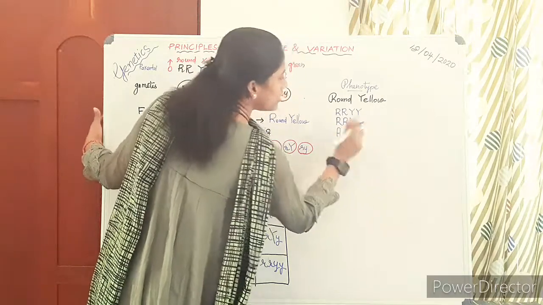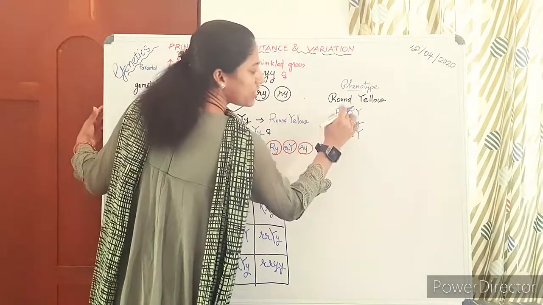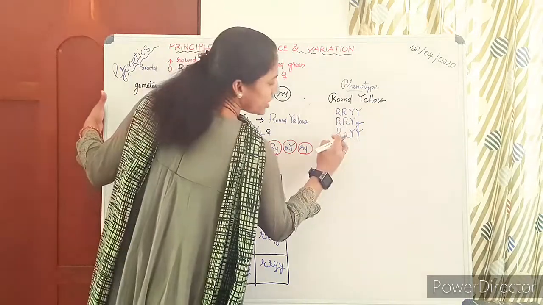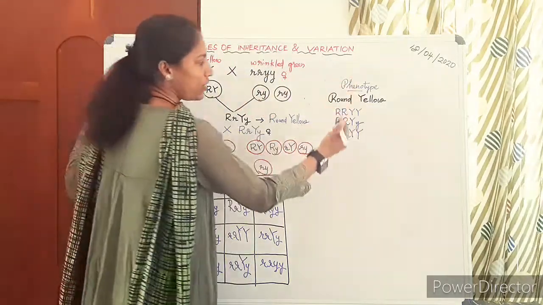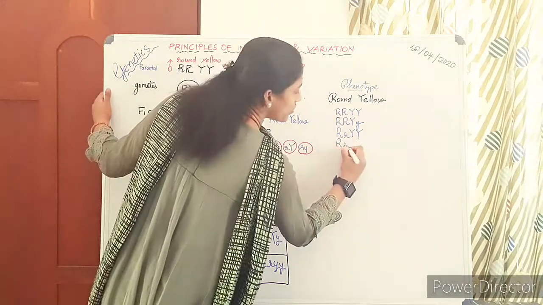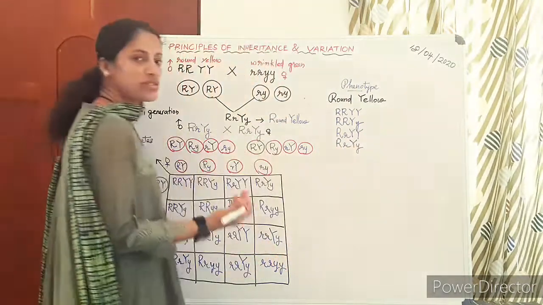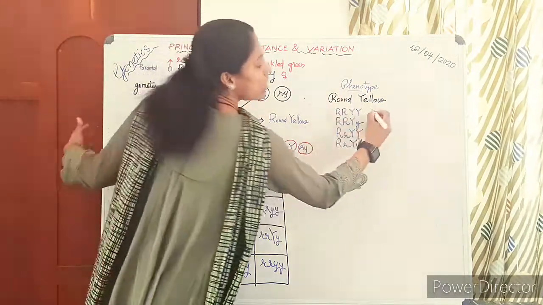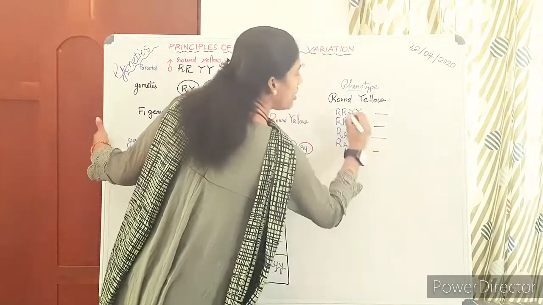See capital R, capital Y. Here there are three dominant alleles, capital R, capital Y, small y. That is also round yellow. Then capital R, small r, capital Y. That is also round yellow. And one more, capital R, small r, capital Y, small y. That is also round yellow. Only R is expressed, the dominant feature. That is why. So how many are of this kind?